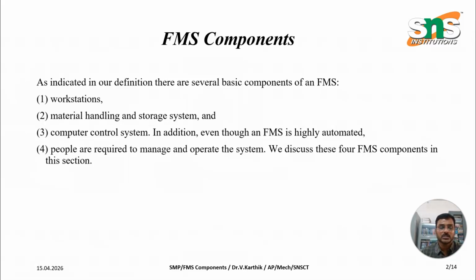The third one is the computer control system, the main system, where the FMS is highly automated. These workstations and the material handling systems are all connected with this control system, so people can easily operate the machine operations and also the workstation operations in a single place without moving to the work area. People are required to manage and operate the system. So the fourth one is the people, and with the help of the control system, we can easily manage and operate the manufacturing station.